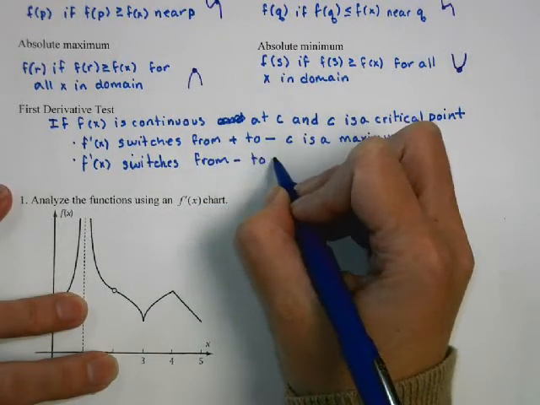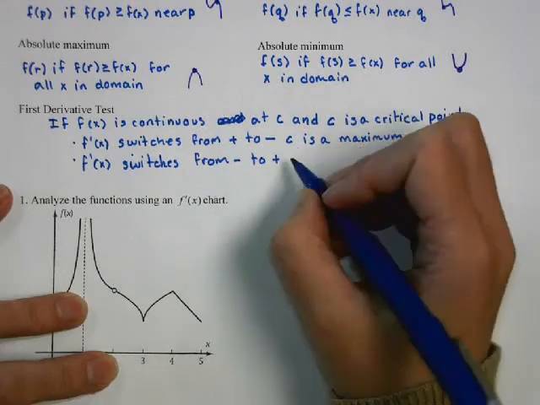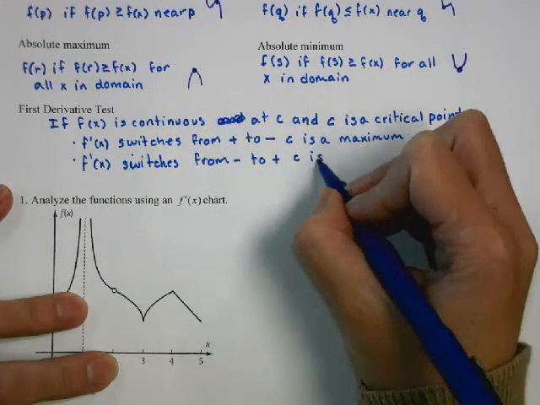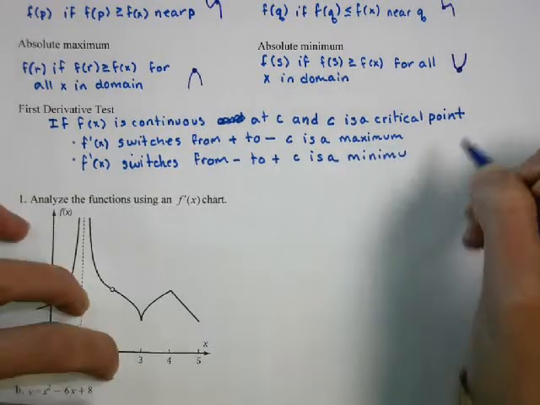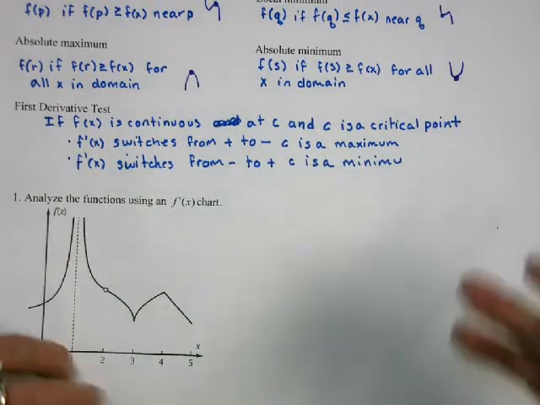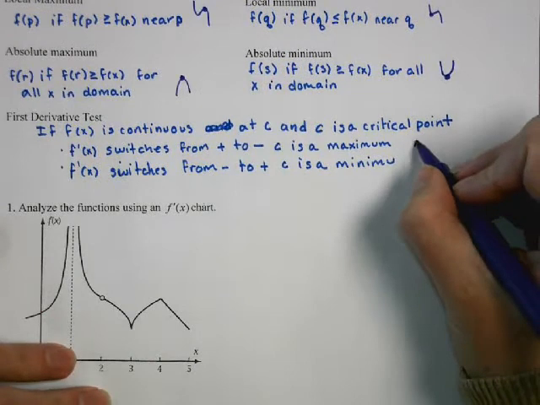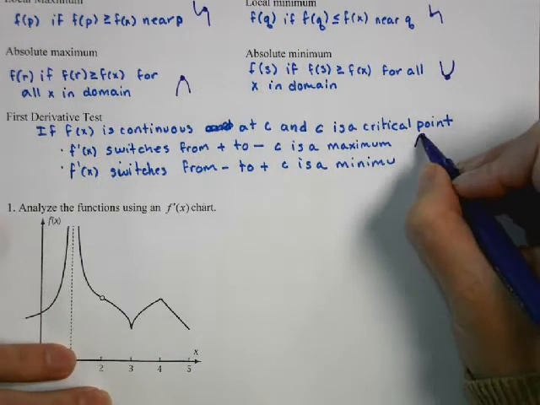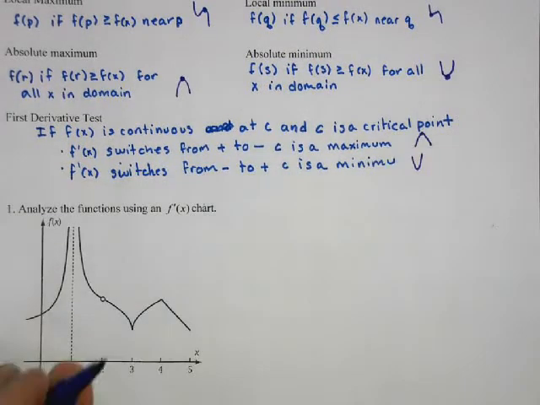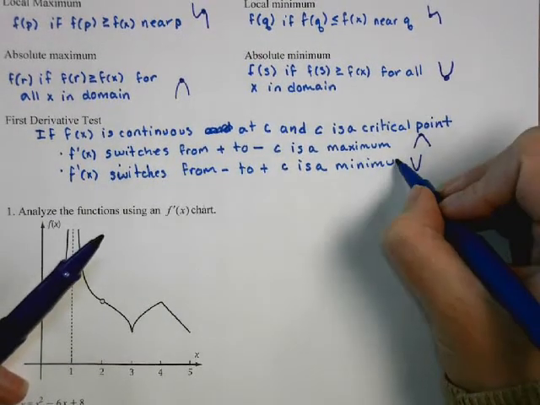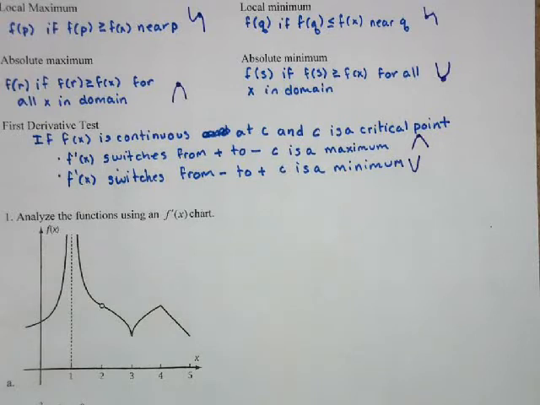negative to positive, c is a minimum. So just to illustrate, if it goes up and then back down, our value is a maximum. If it goes decreasing to increasing, then our graph is a minimum with an M.